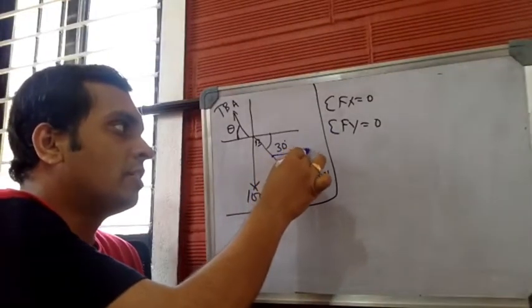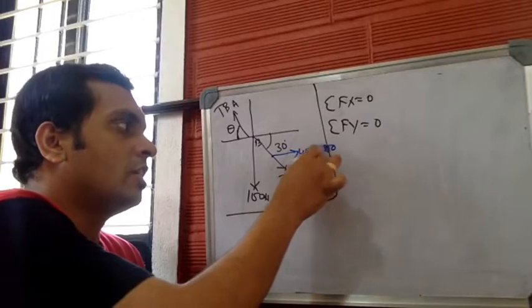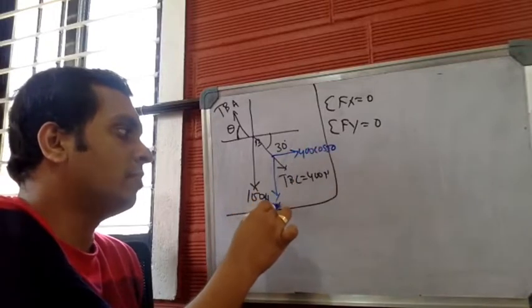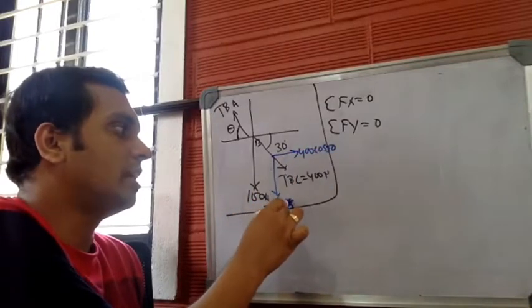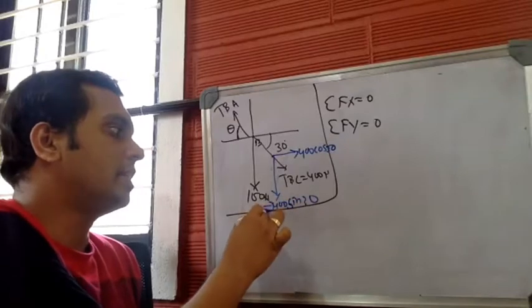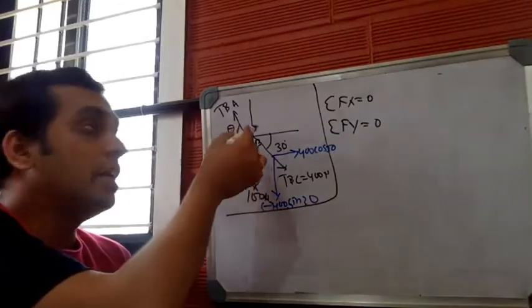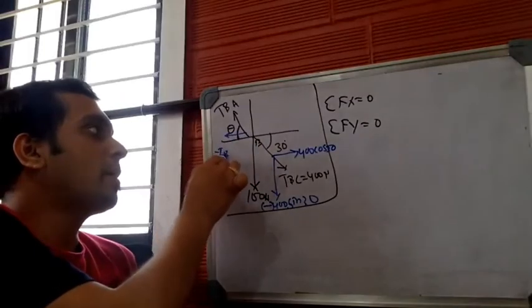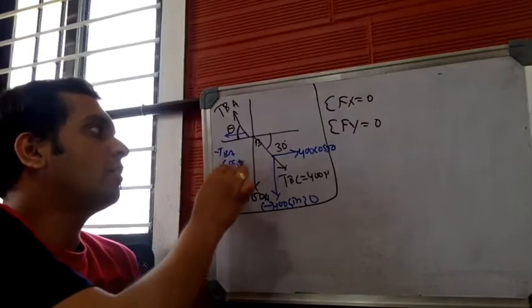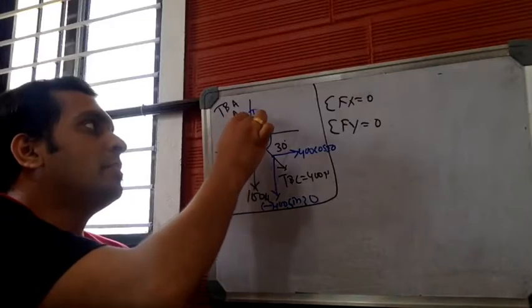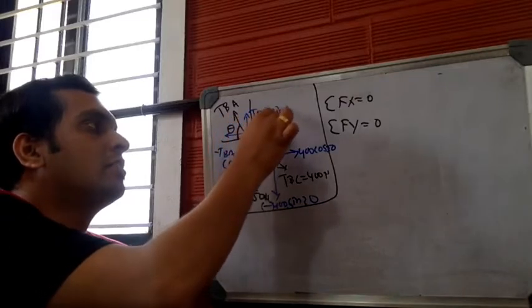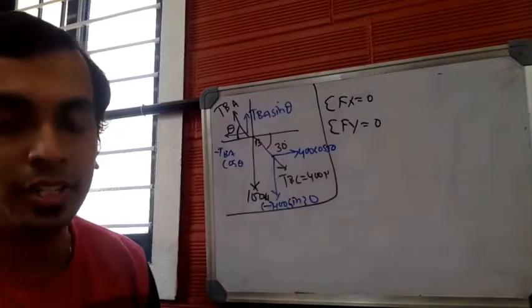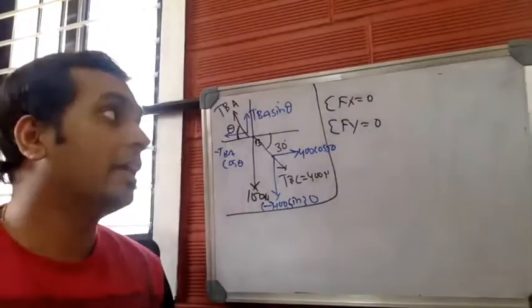This will be 400 cos 30. The vertical component will be minus 400 sin 30. The minus sign indicates that this moves vertically downwards. Let me resolve this other force as well. The horizontal component is minus TBA cos theta, and the vertical component is TBA sin theta.